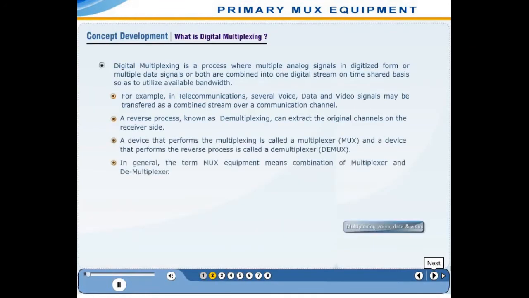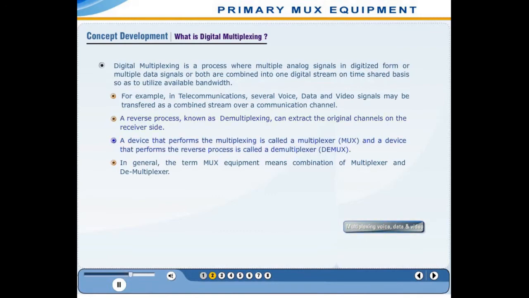What is digital multiplexing? Digital multiplexing is a process where multiple analog signals in digitized form or multiple data signals or both are combined into one digital stream on a time-shared basis so as to utilize available bandwidth. For example, in telecommunications, several voice, data, and video signals may be transferred as a combined stream over a communication channel. A reverse process known as demultiplexing can extract the original channels on the receiver side.